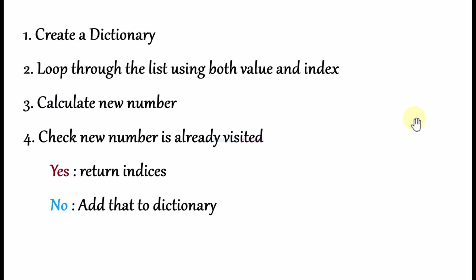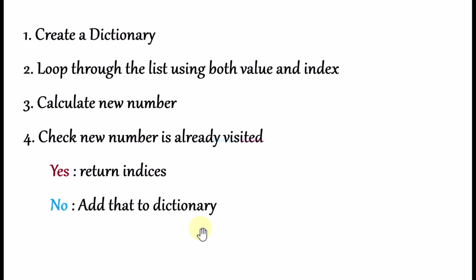And we can break down this entire process into the following steps. First, we need to create a dictionary. Then loop through the list using both value and index. That is, we want to check every element of the list one by one, right? That's why we need to use a loop. And calculate the new number. For that you can do target minus number, we'll get the new number. Then check whether the new number is already visited, that is, whether it is present in the dictionary or not. If it is present, then return indices. If it is not present, then add that number and its index to the dictionary.